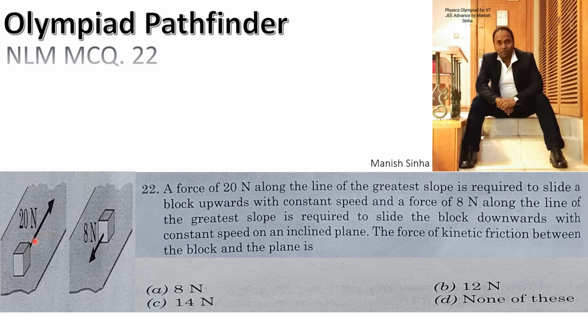So with 20 Newton force, this block is getting pulled in the upward direction of the inclined plane. And to bring it down with constant speed, 8 Newton force is required. With 20 Newton it is going with constant speed upward, and with 8 Newton it is coming down with a constant speed, so no acceleration. That is one thing. 4 choices are there. We have to find out which choice is correct. It is a multiple choice question.